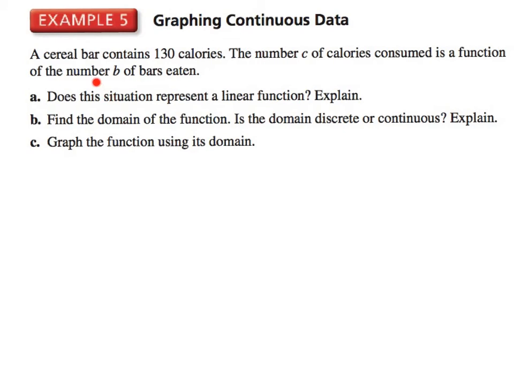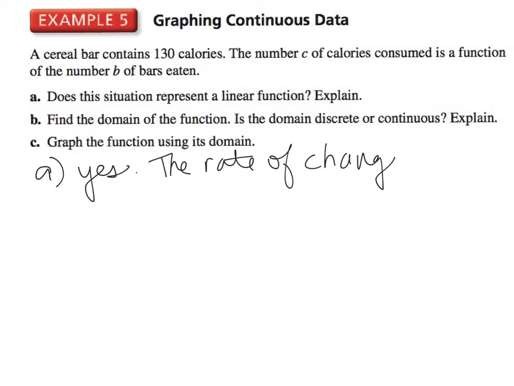Now, in example 5, a cereal bar contains 130 calories. The number C of calories consumed is a function of the number B of bars eaten. Does this represent a linear function? Now, in part A, yes, it would. You would say, yes, it is linear. The reason is the rate of change is constant. It's never going to change.